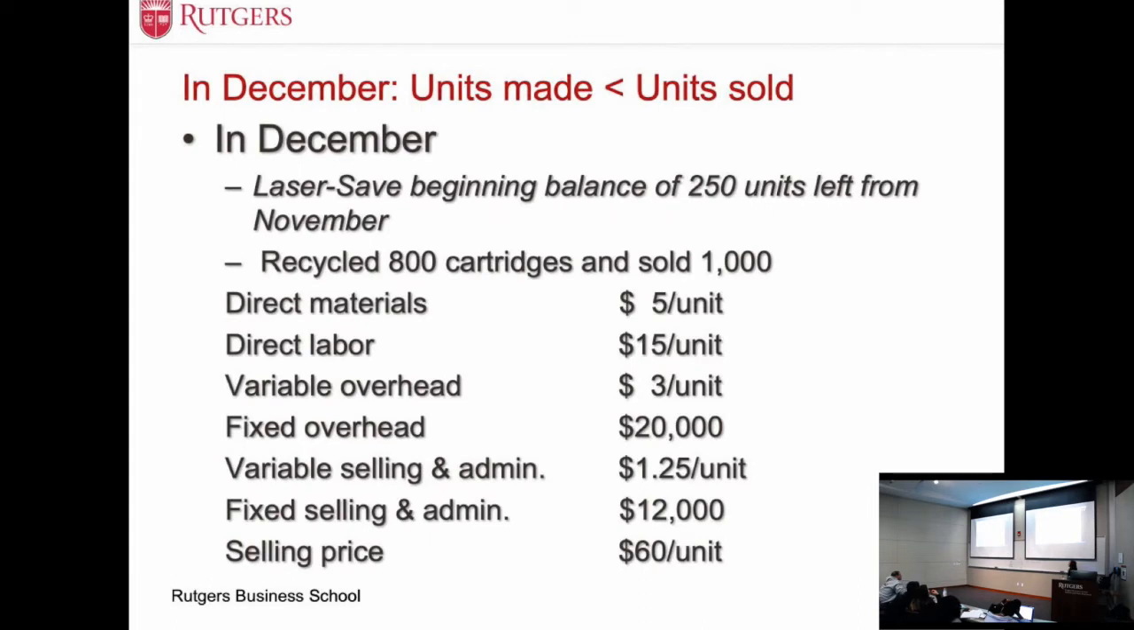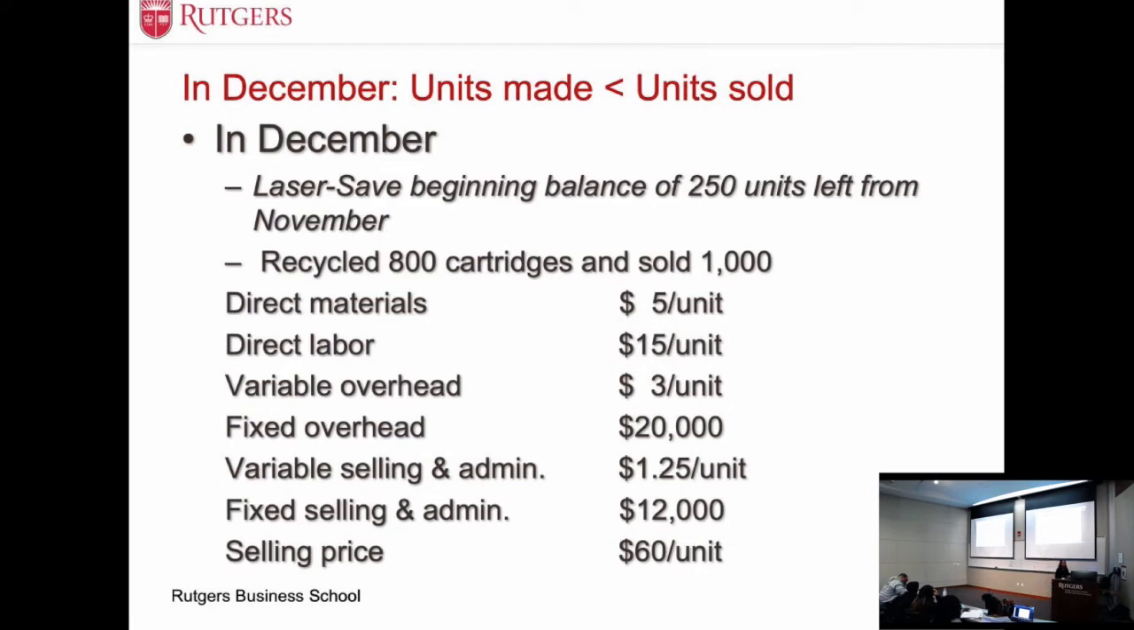So in November, right, we already know that it has 250 beginning balance left from the last month. And in this month, we made less than we sold. Right? So we made 800 units and we sold 1,000. And all the other cost information is the same. So now, same as before, let's calculate the unit product cost under the absorption costing and the variable costing.